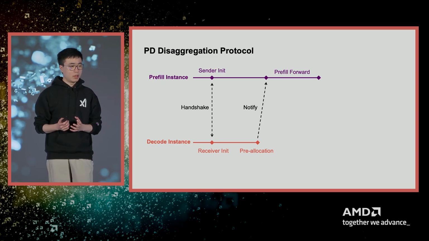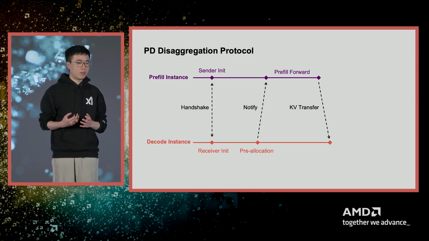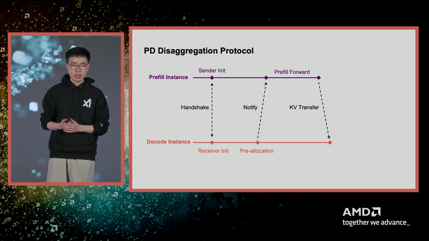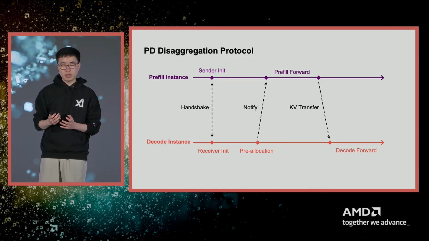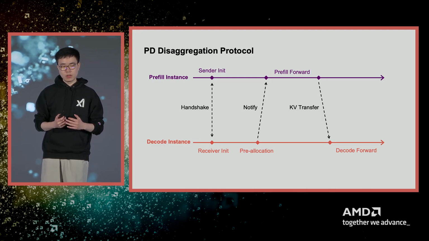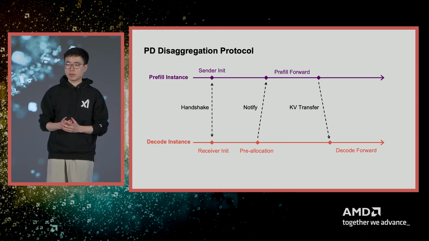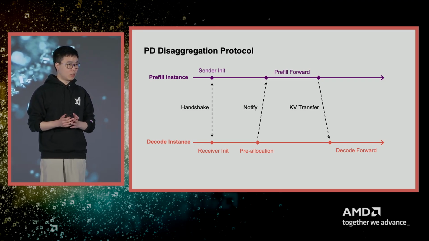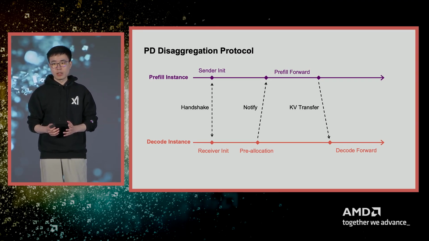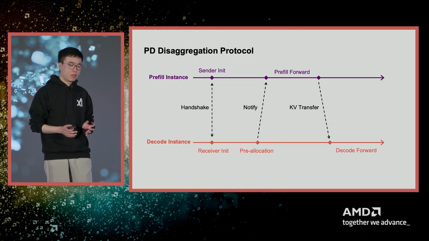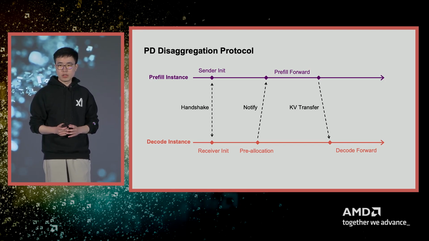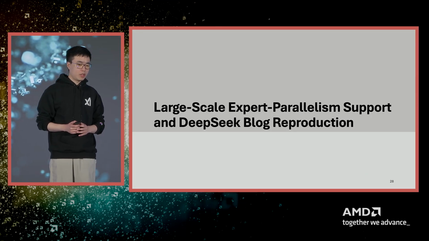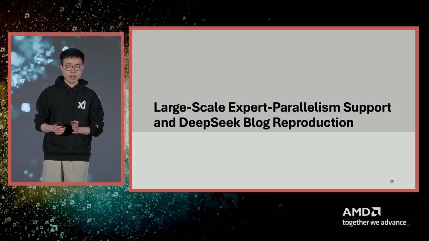Then the prefill instance will run the forward and, in the meanwhile, do the KV cache transfer at the same time, overlapping the prefill and the KV cache transfer. After that, the decode instance gets the KV cache and runs the decode forward. This finishes one request. Okay, that's PD disaggregation. After PD disaggregation, we can solve all the issues and enable flexible parallelism strategy. We can use different parallelism for prefill and decode and maximize the efficiency. Then I will jump into the next part, large-scale expert parallelism.